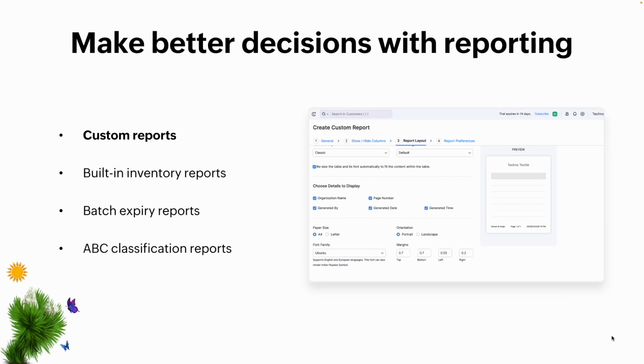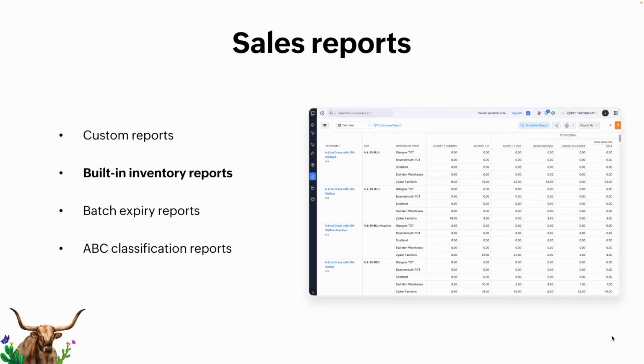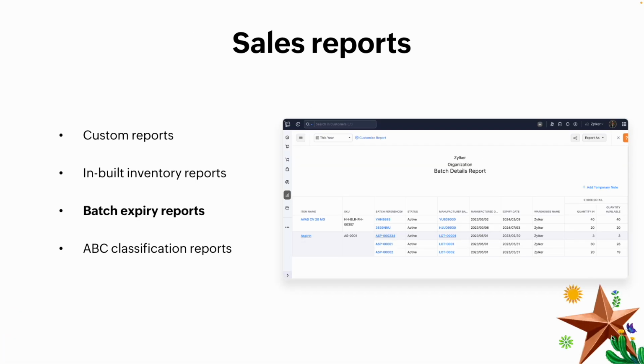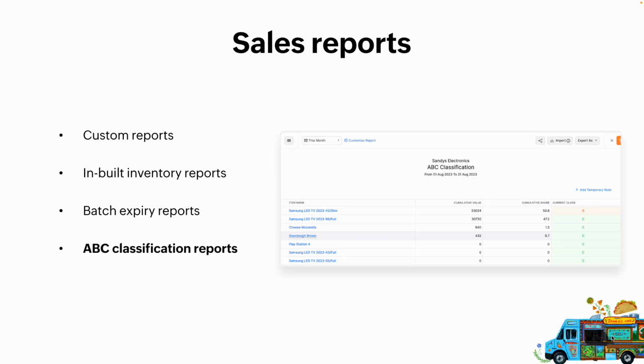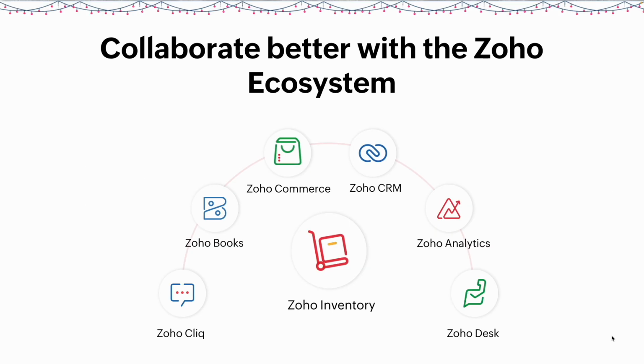We have a set of reports which are already available. But on top of that, if you want customized reports, we have the option right now to customize your report as well. So these are the built-in reports that we have. We have the batch expiry reports and ABC classification, which is very important for the inventory management part. So it will show you which items have more sales. The items with more sales will be classified as A, and the second category is B and C, right?